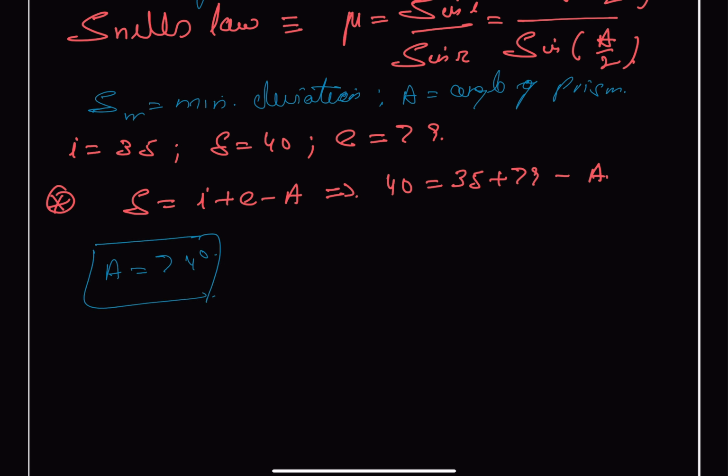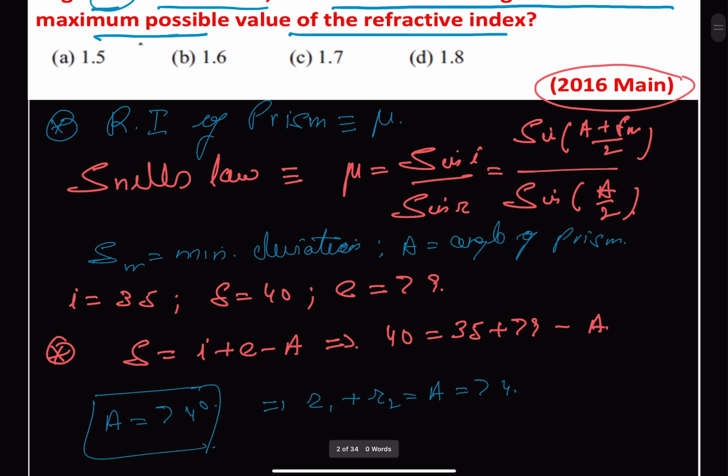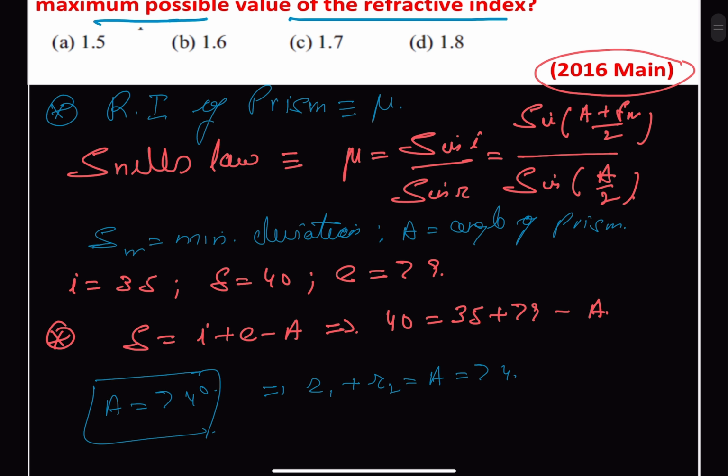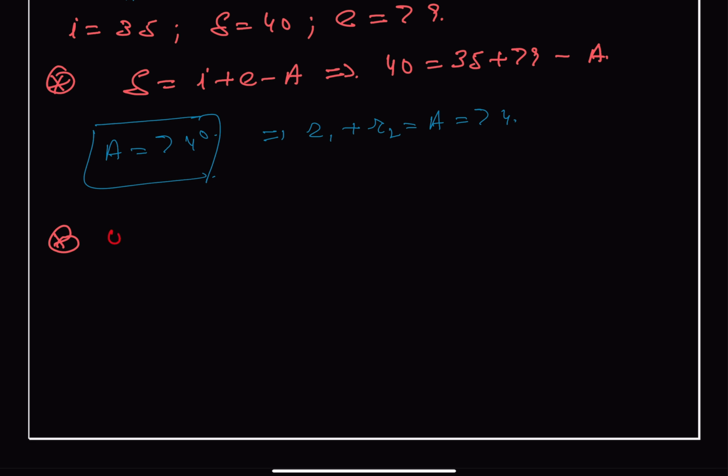We also know that the angle of prism can be written as R1 plus R2 equal to A, which is 74 degree. We need to find out the value of refractive index, so we are going to put in the respective values and sort out which will be the correct option.